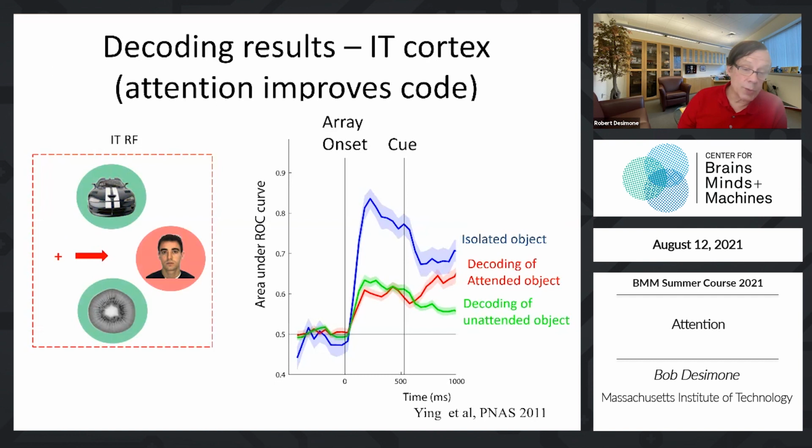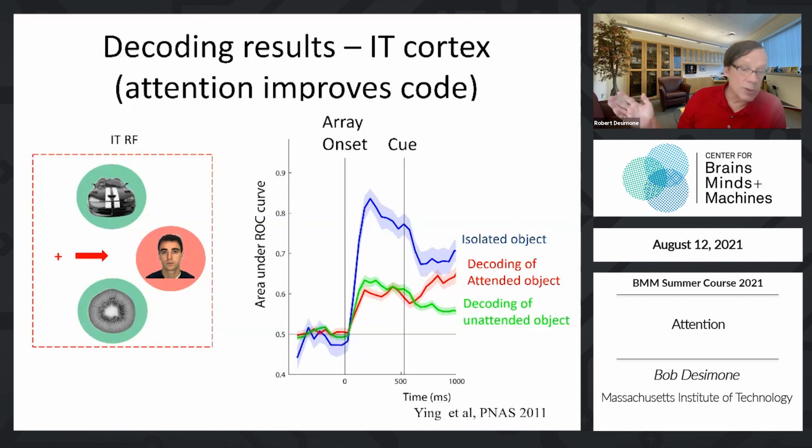But now let's see what happens when you have the 3 stimuli. And now the decoding performance is shown by the green and red bars. The red bar is the decoding performance for the attended object. And you can see that when the cue appears at 500 milliseconds, the decoding performance for the attended object starts to rise, and the decoding performance for the unattended object actually declines. So the code is better for the attended object across the population, which is just what we were predicting.